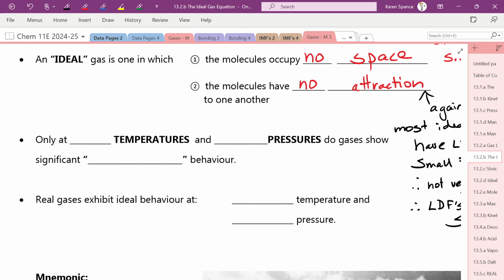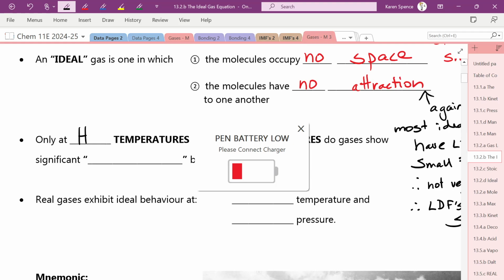Whereas if they're moving quickly, they're like, yes, I was attracted, but I was moving that way fast, so I just kept running. Yes? Okay. So only at what type of temperatures? High or low? High. Oh, hang on.